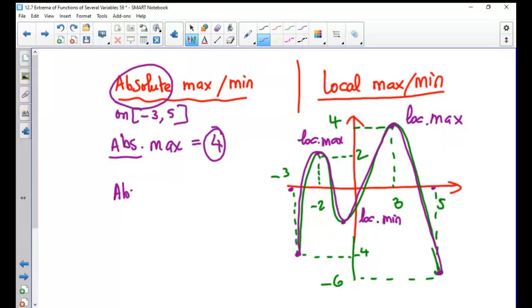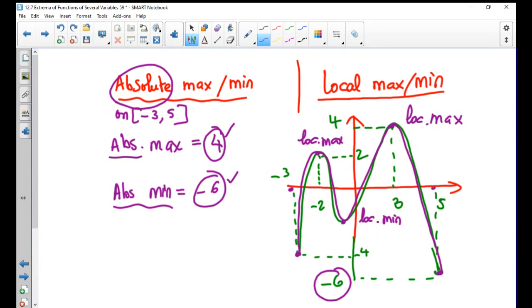What is its absolute minimum? It's -6. Very good. So you can see the difference between local and absolute. Absolute maximum is usually just one single value, which is the largest possible value in that interval. Absolute minimum is also one single value, which is the smallest value of the function on the interval.